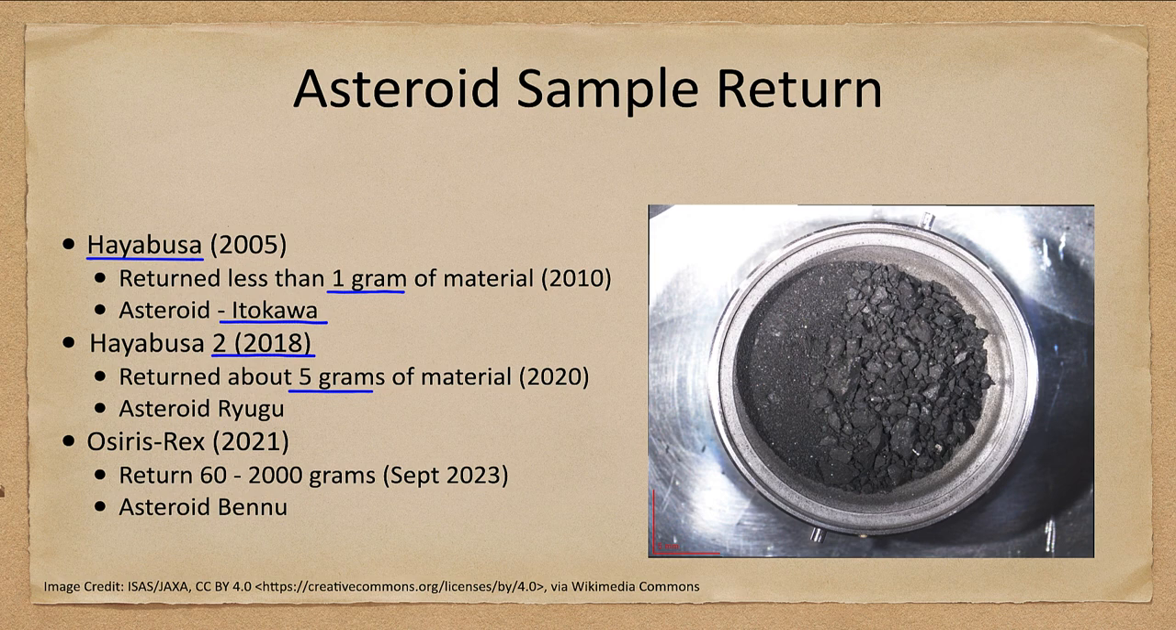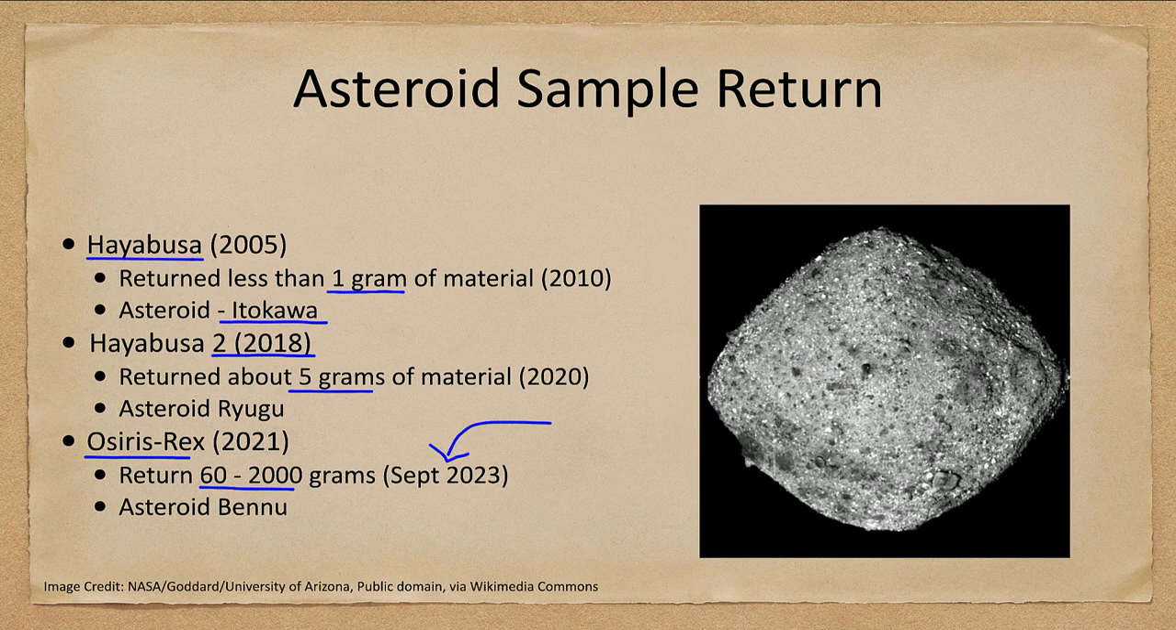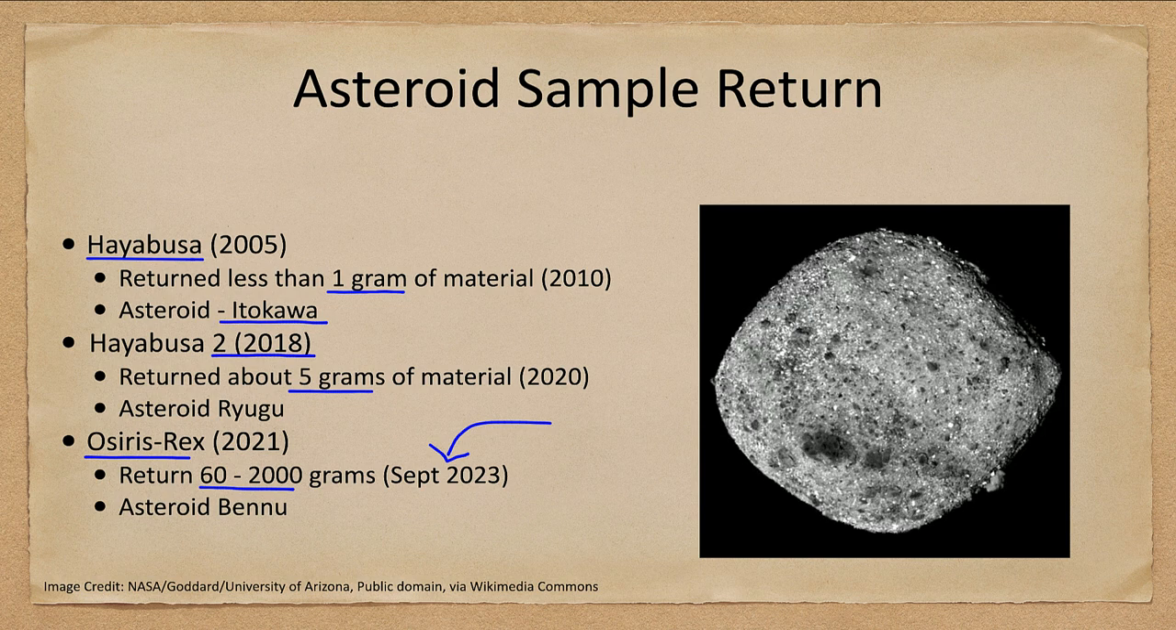Another big mission was the OSIRIS-REx mission in 2021, which is going to be returning a relatively large sample. We don't know exactly how much, between 60 and 2,000 grams, so that's a big range there, and that is due to return to Earth in 2023, September. So that will be a larger amount, and we'll be able to share more material and study about these asteroids.